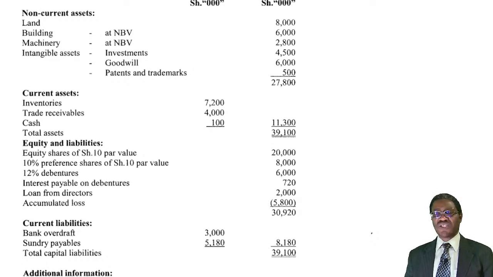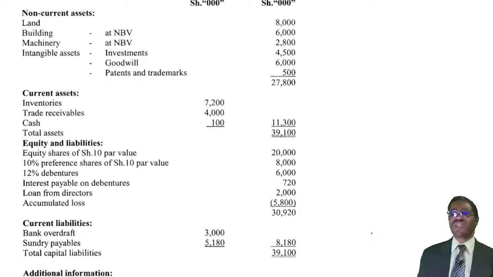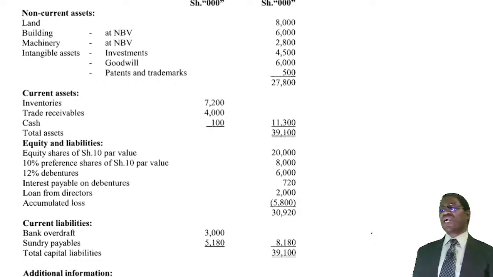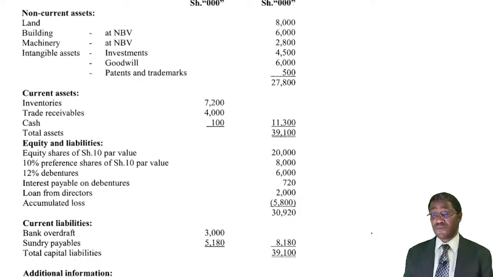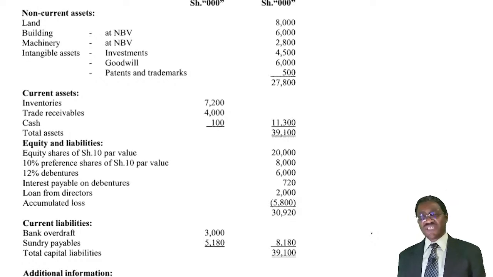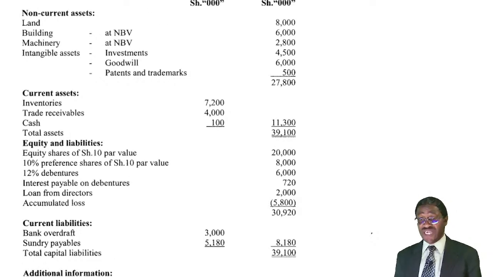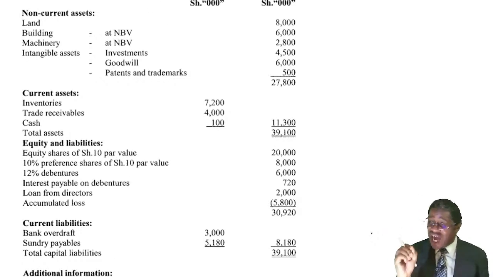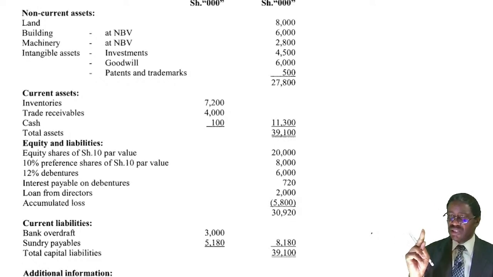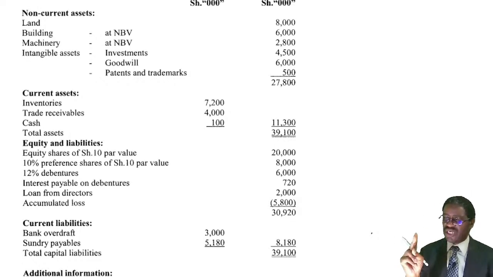So if our balance sheet is in shillings thousands and the share capital was 20,000, that means our capital is 20 million. Listen, our share capital is 20 million. But 1 share had a par value of 10. So if our share capital was 20 million and the par value per share is 10, it means our company has 2 million shares.